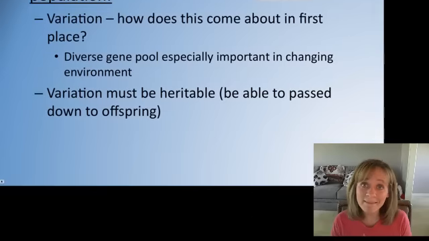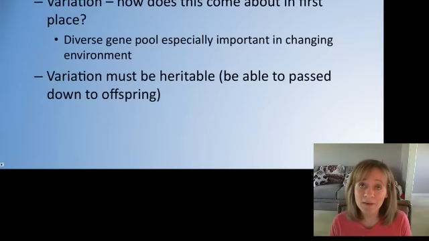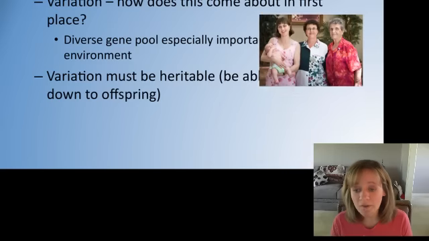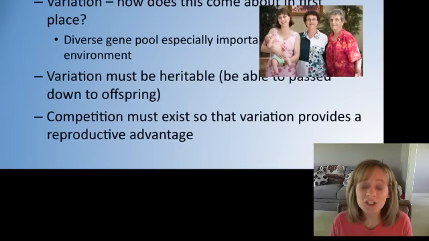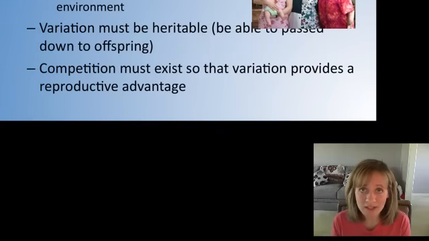All right, the second thing that must be present, that specific variation must also be heritable. It must be able to be passed down to offspring. That is key. And the last one, competition must exist so that there is sort of a fight for survival, and that organism or that population that has that trait is going to survive and survive long enough to reproduce. So you get a reproductive advantage.